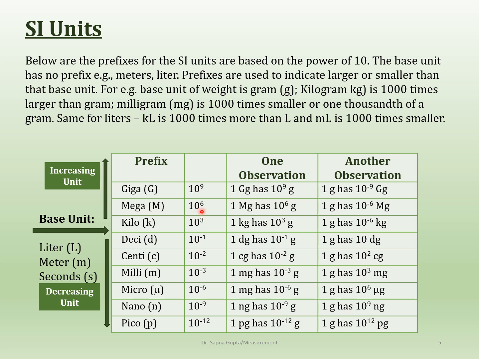10 to the power of 6 means that you're multiplying 10 by itself 6 times, okay? So just like 10 to the power of 3 means 10 times 10 times 10, that's how you get the 3 zeros. So these are large numbers, right? If you're multiplying 10 6 times, that's a large number.